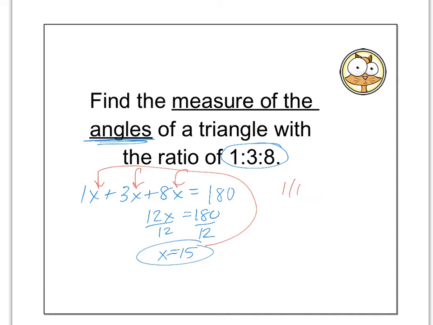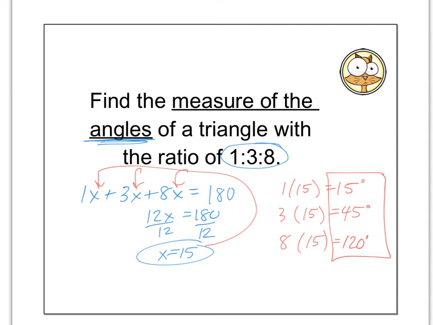So 1 times 15 is 15. 3 times 15 is 45. And 8 times 15, oh, I have to use my calculator here quick. So 8 times 15 is 120. And these are degrees because they're the size of angles in a triangle. Now you could check and make sure they add up to 180. They do.